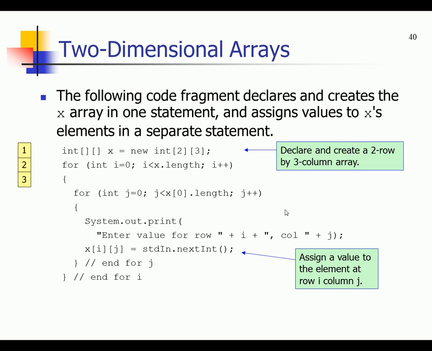Here's his example here. Int square brackets. Now since it's two-dimensional, he has two sets of them. X is equal to new integer 2 comma 3. Okay? So he's going to have 2 rows and 3 columns.